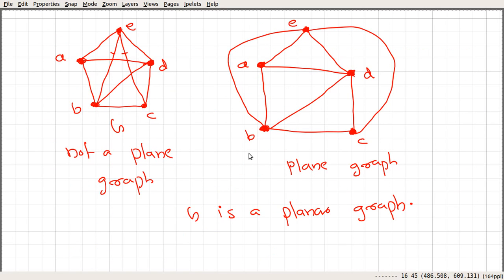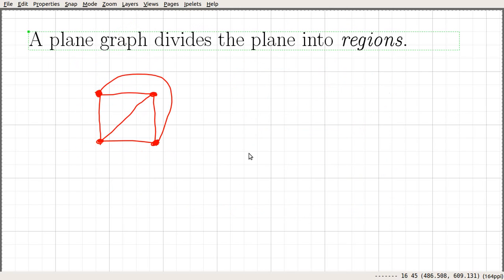So let's look into one more term related to planar graphs. Here we can see that a plane graph divides the plane into different regions. For example, if you consider this particular graph, that is our K4 graph, this K4 divides the plane into different regions. So this is one region, let's call that region R1. This is another region R2, and this is another region R3. Again, we have this outer region also, it's an unbounded region.